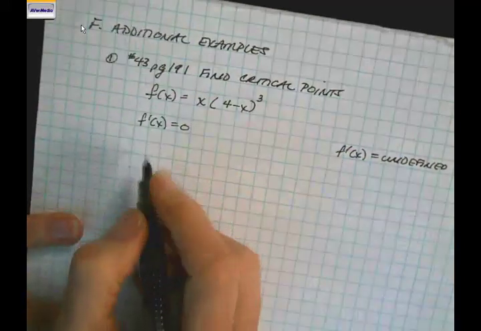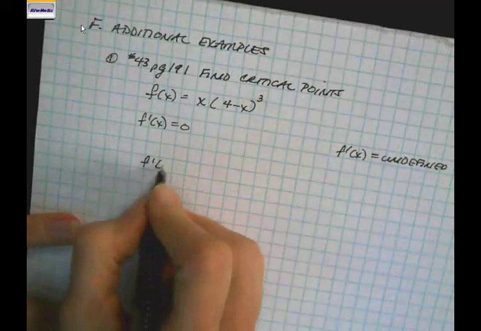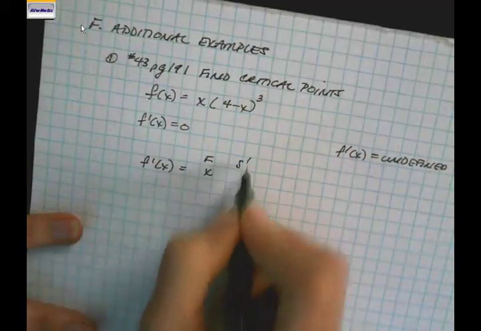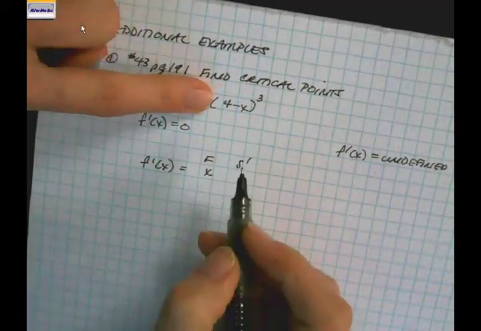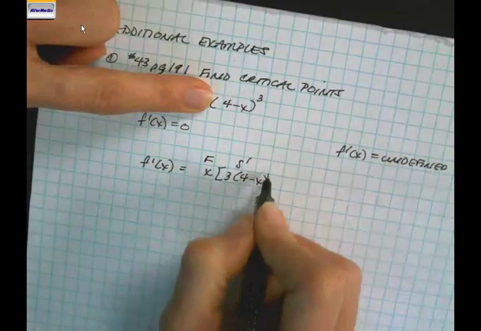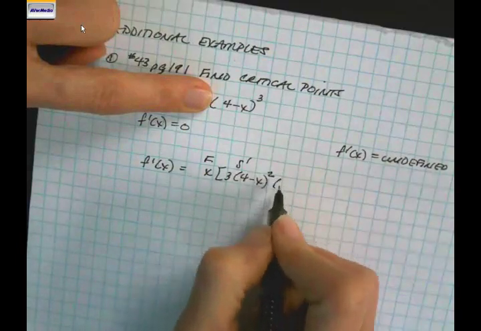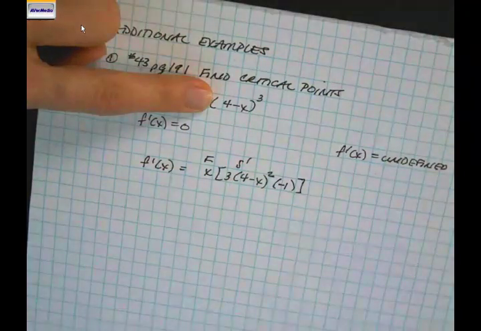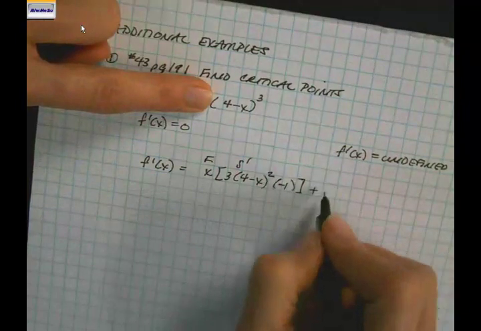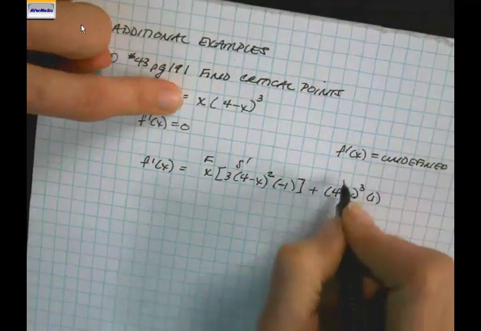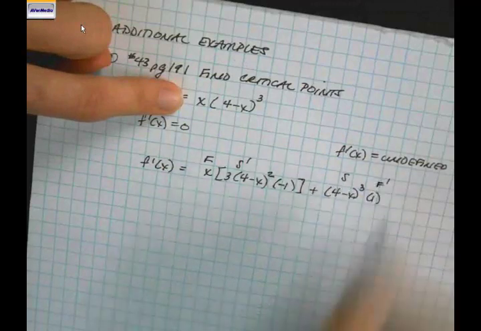Okay, so what in the world is the first derivative? It's going to take me a minute to make this happen. The first derivative is the product rule. The first, which is x, times the derivative of the second. The derivative of the second is going to be the chain rule: 3 times (4 minus x) to the 3 minus 1 times the derivative of that binomial, which is -1. That's the first times the derivative of the second. Plus the second, which is (4 minus x) cubed, times the derivative of the first, which is just the derivative of x, which is 1.